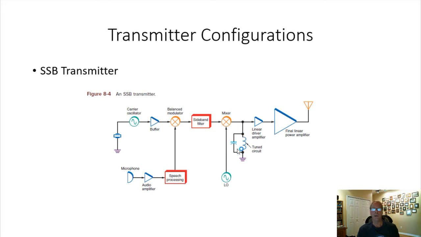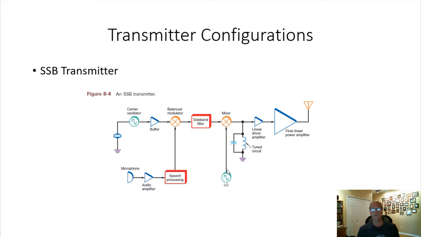And this tuned circuit, what is that? That's a tank circuit. That is a bandpass circuit, and it only band passes the one sideband. All right, so you get the final linear power amplifier here that is only amplifying the one sideband because of this filter.